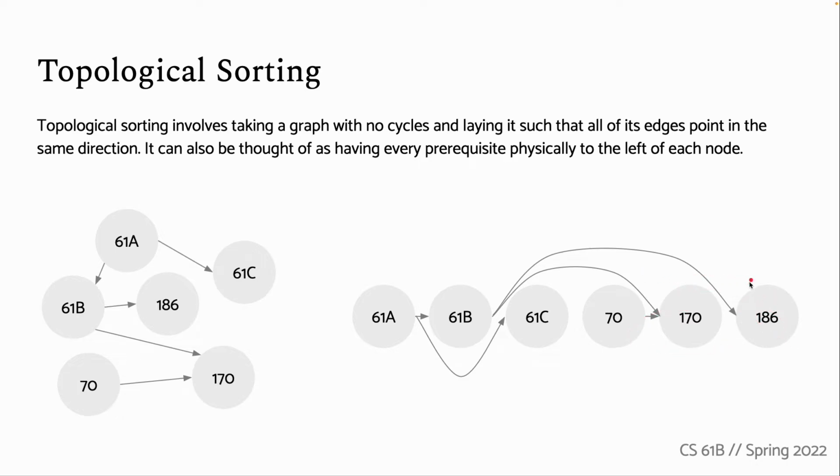Now, of course, there's different ways to do this. Topological sorts are rarely unique. For instance, you might want to take CS70 right after 61A and then take 61B, and that's totally fine because 61B and 70 are completely unrelated. Neither is a prerequisite for the other, so you can do them in any order.